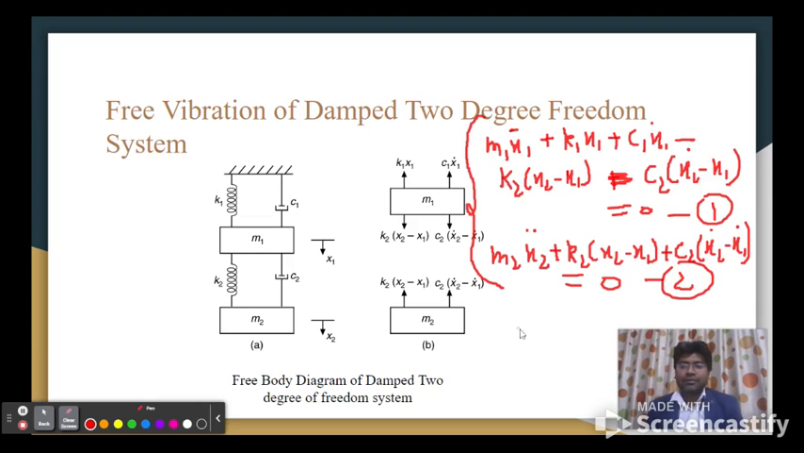So this is how we analyze our 2 degree of freedom system. Like this you can make a mathematical model for an n degree of freedom system, and you can make the mass and stiffness matrices for an n degree of freedom system also.